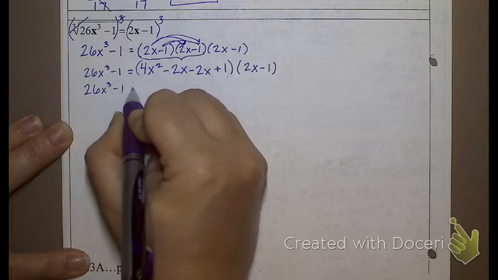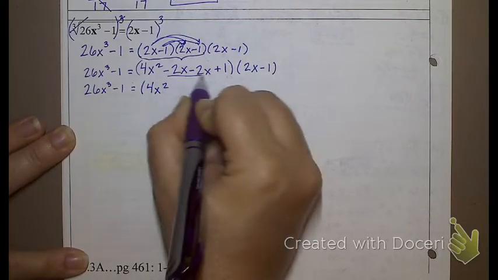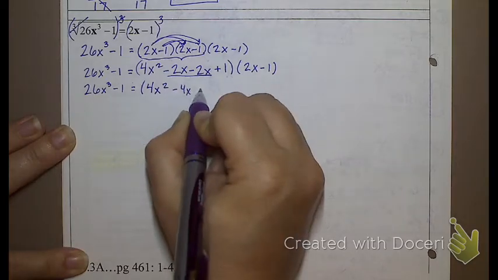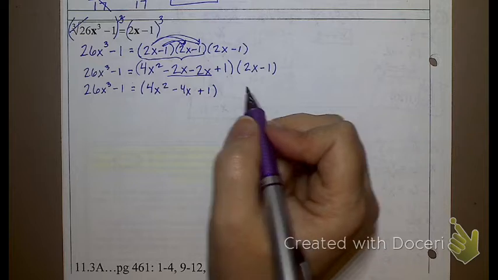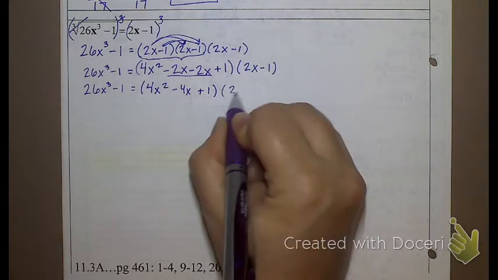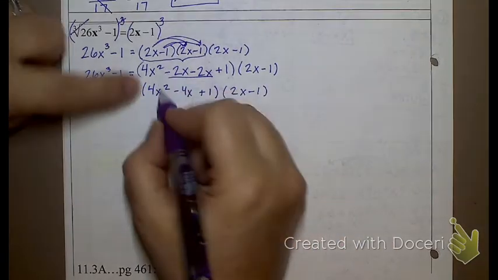I have some like terms I can combine. Do you see this? Minus 4x plus 1, because if I can combine those like terms, it gives me one less thing I have to multiply. And I still have this 2x minus 1. So now I'm going to do this multiplication.